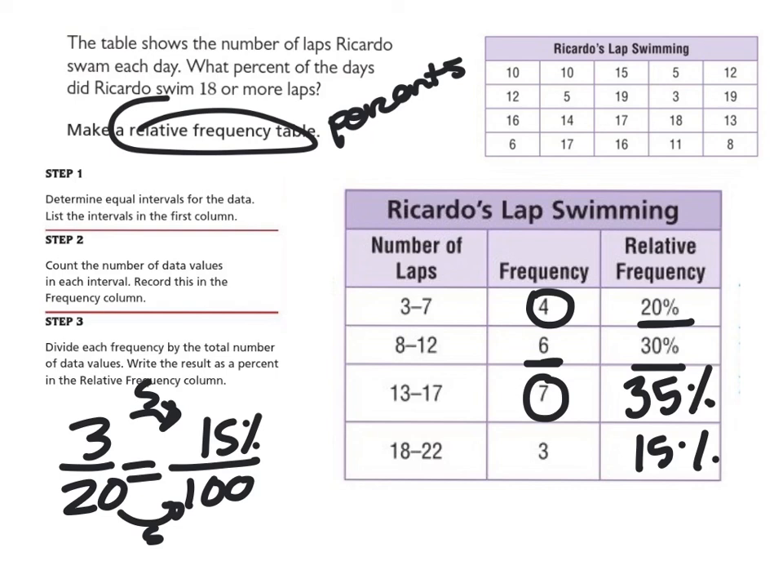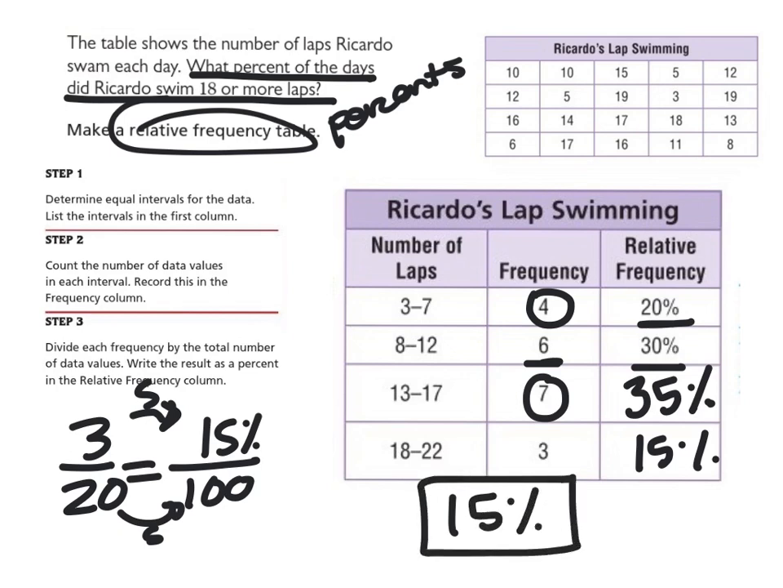They asked us what percentage of the days did Ricardo swim 18 or more laps. That would be 15% of those days. Okay, so the relative frequency is just breaking it into percentages. If we added up 20, 30, 35, and 15, we should equal out to 100%. Which it does. I just did it in my head, and it does add up to 100%.